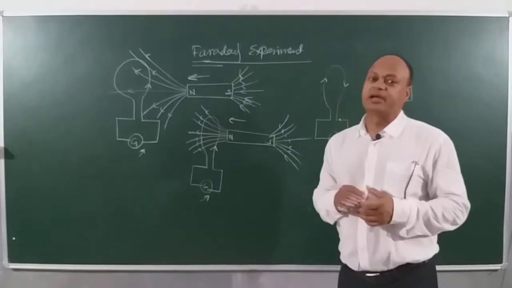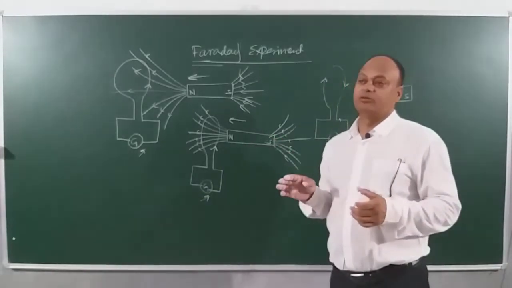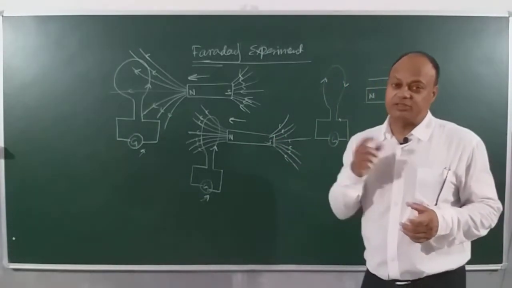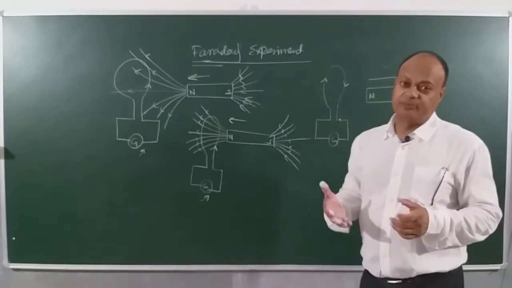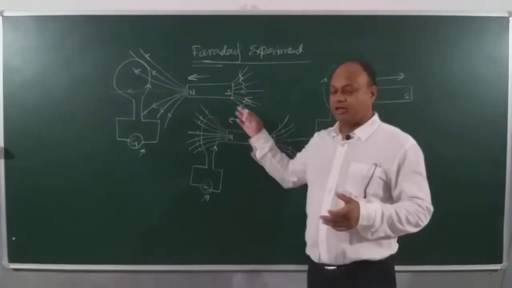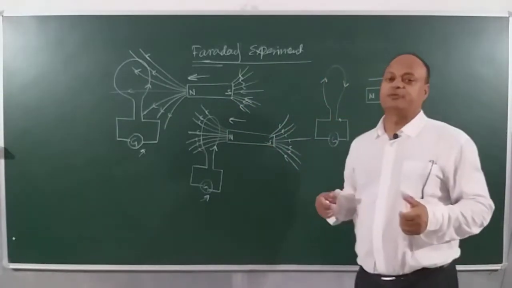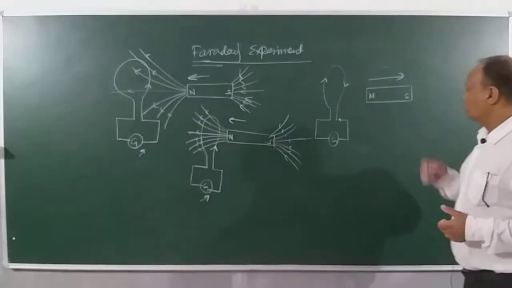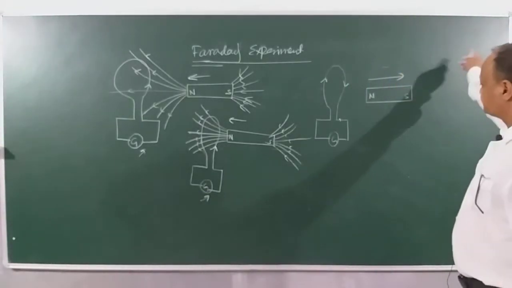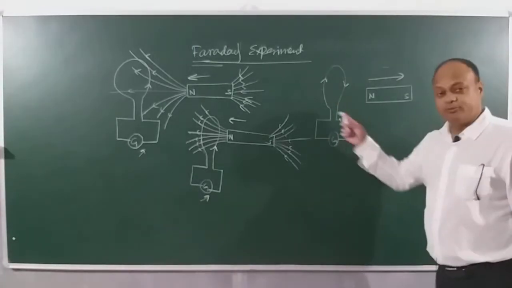This deflection shows that whenever we are moving the magnet towards or away from the coil, we are going to have a current, and without EMF we cannot have current. First, what should be set up? EMF, and then only current can be produced. That means this phenomenon of moving the magnet towards or away is actually producing what? An EMF, which is generating a current.